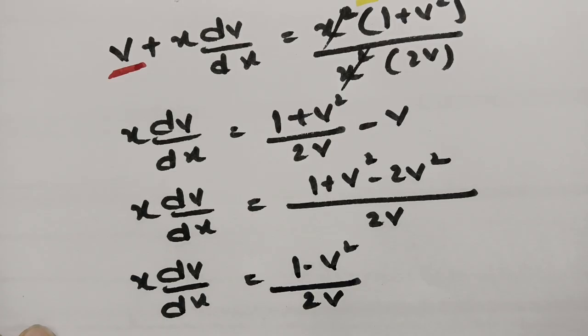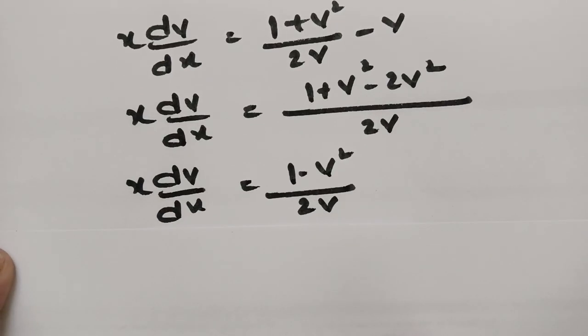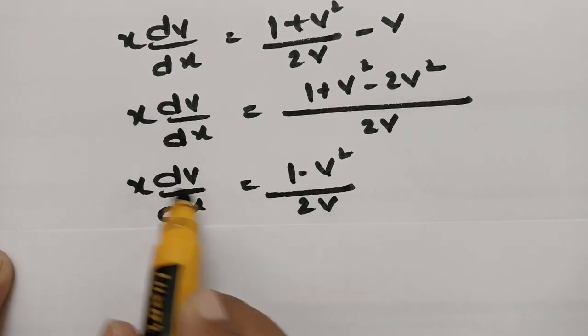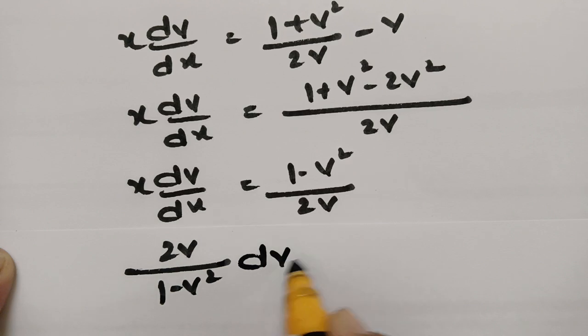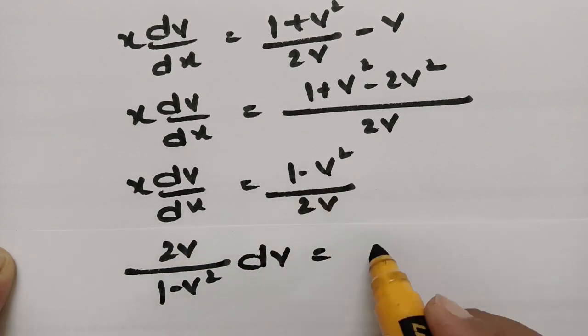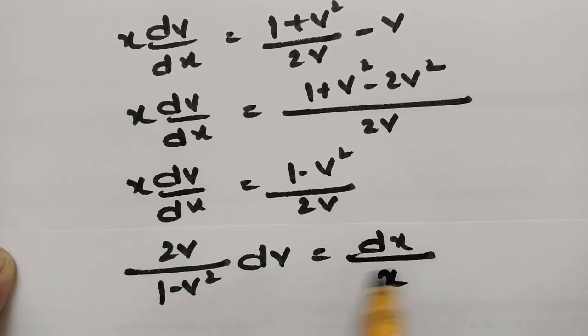And next what I am going to do is separate the variables. I am sending v to one side and x to one side. Here is dv, I am sending this 2v to dv. So this is 2v by (1 minus v square) into dv, and I am sending this x to the other side, that is dx, and here there is x here. So this is the variables separable method.